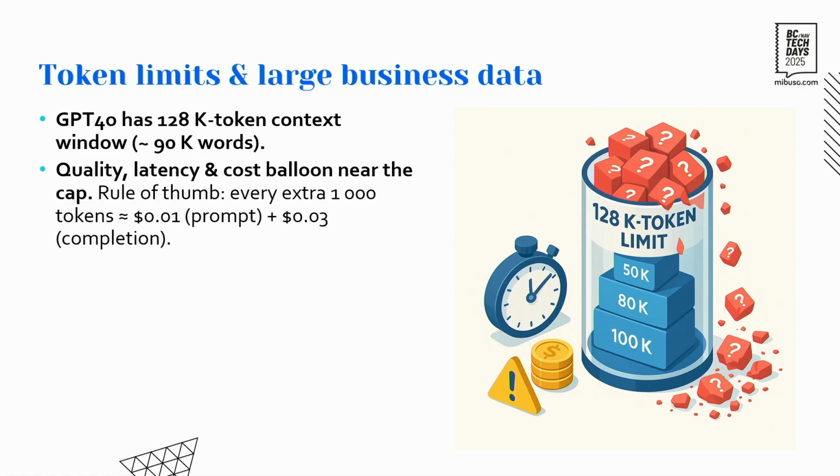The more tokens that you use, the quality will go down, the latency will go high, and the cost will also balloon. A rule of thumb is that for every extra 1,000 tokens that you use, there will be 1 cent for the prompt for every request that you make, and 3 cents for the completion. So you can see that although we have this large context, you cannot use the entirety. You need to be a bit more efficient when using tokens.